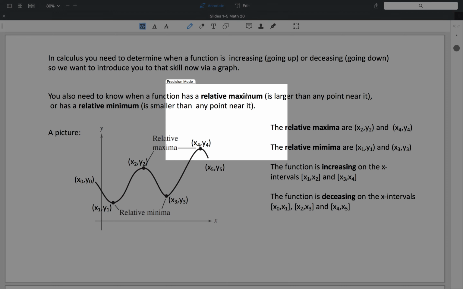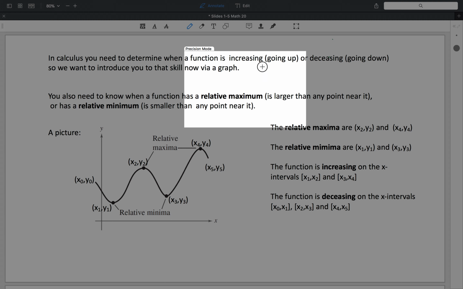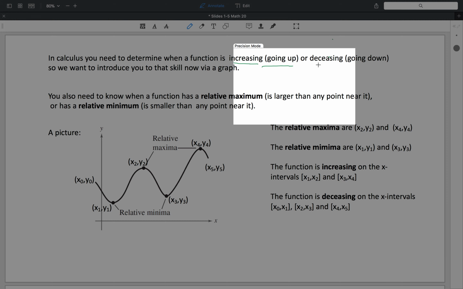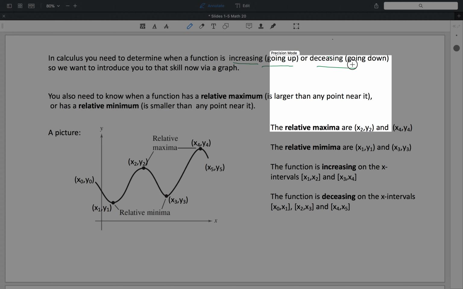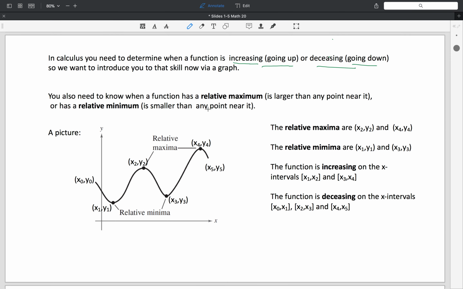Okay, so right here, we're going to see if a function is increasing, that's where it's going up. It's no more complicated than that. A function is decreasing where the graph is going down. Okay, and then we want to find a relative maximum, and that's really just a point that's higher than anything near it. So it's a turnaround point that's high.